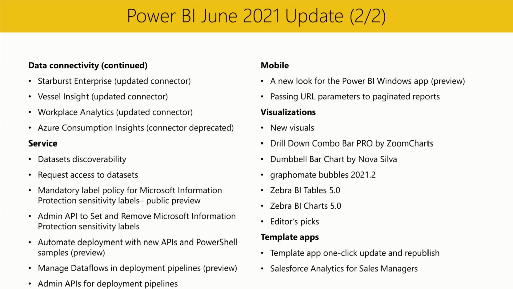This month's editors' picks are the Drill Down Map Pro visual by Zoom Charts, the Brick Chart by Mac Software, the Hierarchy Slicer visual by Jan Pieter, the Horizon Chart by XViz, the Card with States visual by XViz. You can find these editors' picks and all of the other mentioned visuals on AppSource.